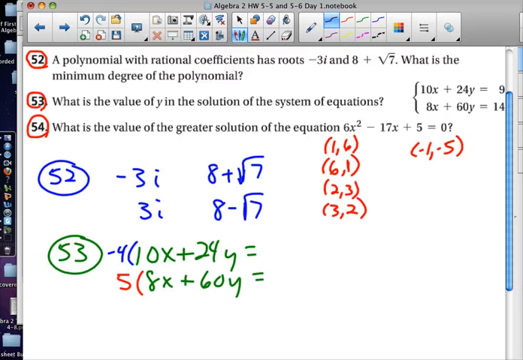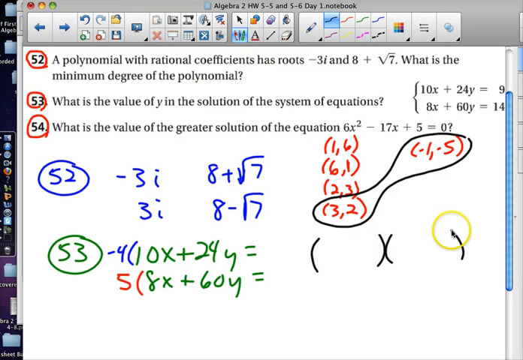So I want outside times outside plus inside times inside to give me negative 17. And it's right here, because 3 times negative 5 will give you negative 15, and 2 times negative 1 will give you negative 2. So then it's first, outer, inner, last, in that order. And then we go ahead and find the zeros.